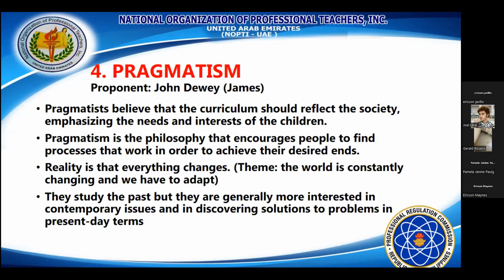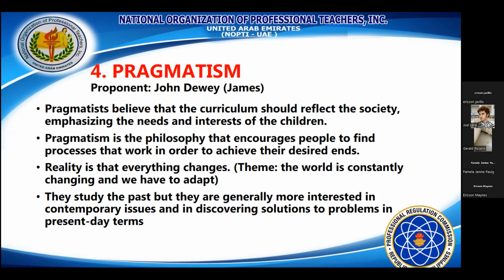They study the past, but they are generally more interested in contemporary issues and in discovering solutions to problems in present-day terms. Okay, so ano yung mga clue sa pragmatism? Ayun, practices that work. What else? Reality is, everything changes. What else? The world is constantly changing.